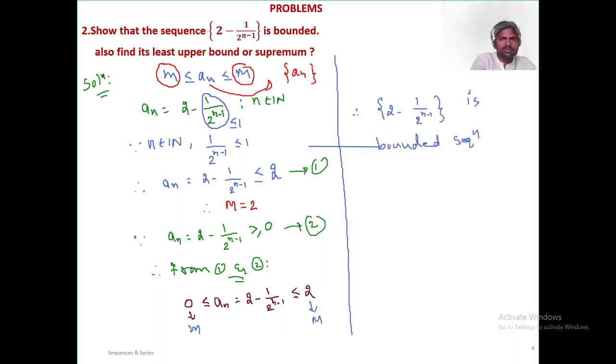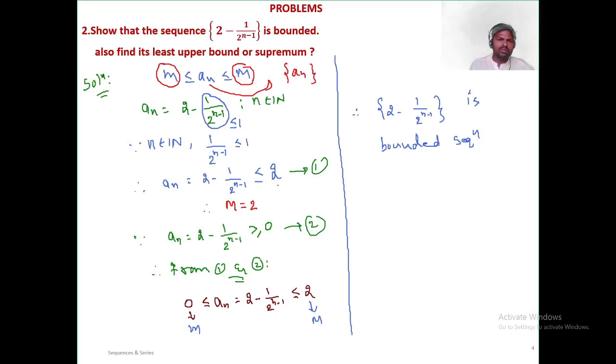Okay. Next, what else do we need to find? Also find its least upper bound or supremum. I want its supremum. Okay, how to find supremum? So we need to find all the upper bounds. In that, the least one we have to pick up. So in fact I can write 2, it is less than or equal to 3 also correct, less than or equal to 4 also correct.